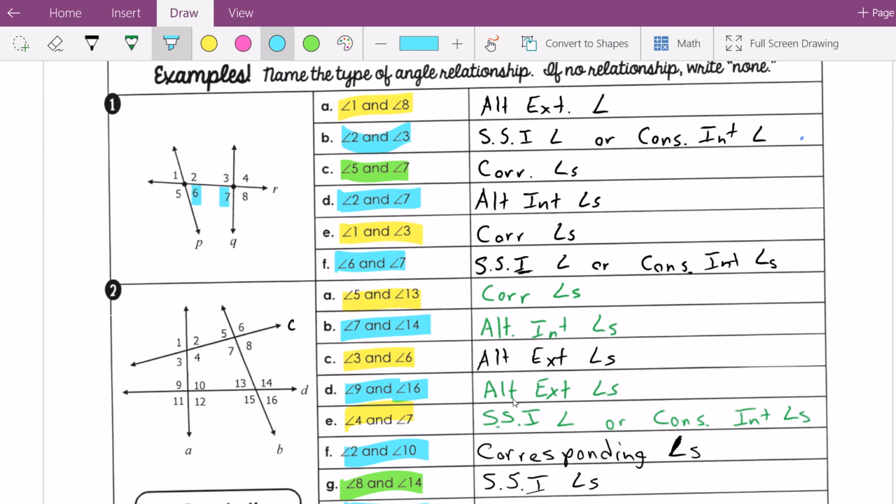Letter H, 6 and 11. So 6 here, 11's here. There's not a line that, however, goes through both of them. So there is not a transversal connecting it. Since there is not a transversal connecting them, we cannot name it anything. So our only possible answer here is none. There's not any way we can connect those.